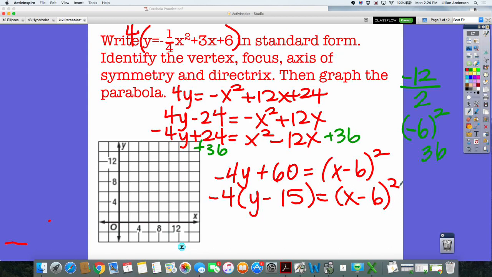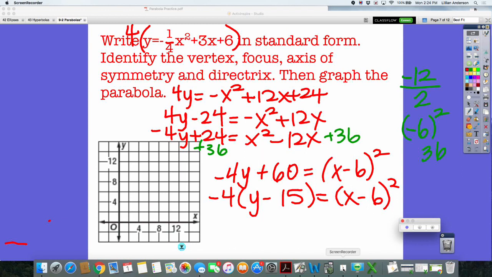A few extra steps that I probably wouldn't do on a normal answer key. Does that mean P is 1? P is negative 1. Watch your signs. All right, I want you guys to find all the information now that we have the standard form. All right, what's the vertex?